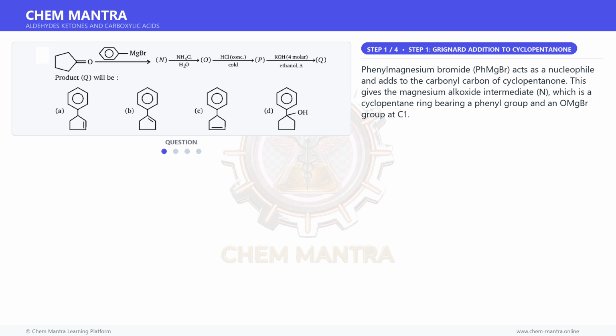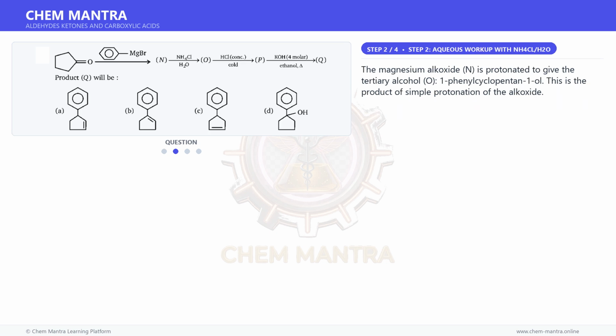Phenyl magnesium bromide, PhMgBr, acts as a nucleophile and adds to the carbonyl carbon of cyclopentanone. This gives the magnesium alkoxide intermediate, N, which is a cyclopentane ring bearing a phenyl group and an OMgBr group at C1. Moving on to the next step.